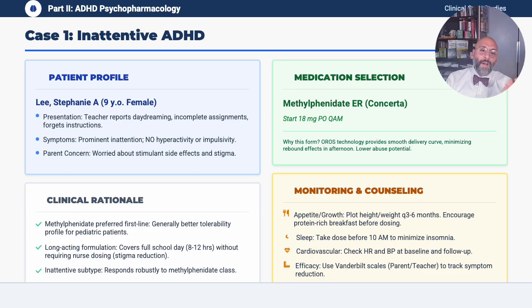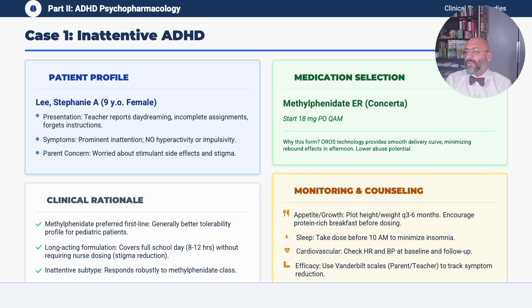And third, there's this practical stigma reduction. So this formulation covers the full school day and does not require the nurse to give medications. And it keeps the child from being singled out. So that's essentially a good approach developmentally. You can give it in the morning before they go to school. Now, for inattentive ADHD specifically, methylphenidate has robust evidence for cognitive focus, and it improves it without increasing behavioral activation, because here we're primarily targeting attention, not suppressing energy that isn't excessive to begin with.